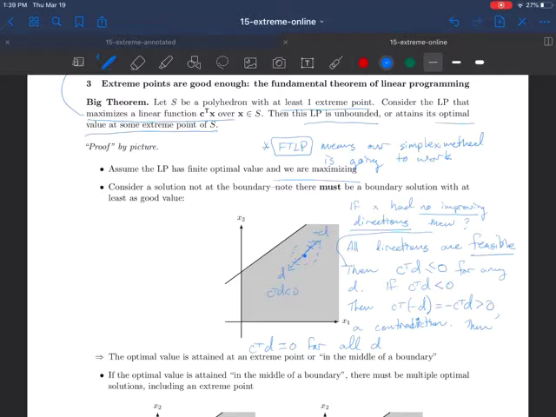So in particular, I can move towards this boundary. And this point here, let's call it y. Well, because c transpose d equals 0, that means that c transpose y, which is going to equal... And let's call this direction here, which has c transpose d equal to 0, let's call it d prime.